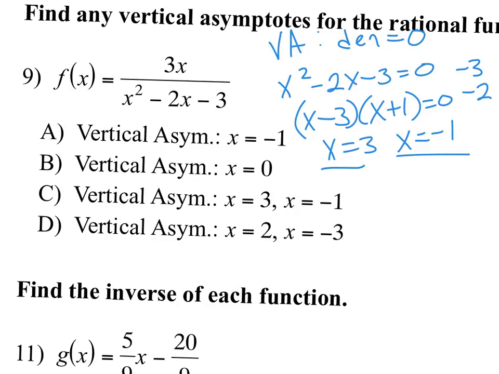We haven't graphed anything with more than one vertical asymptote, but we certainly could. And in this case, we're just trying to find them. So once you've identified both of those numbers, you're done with that problem.